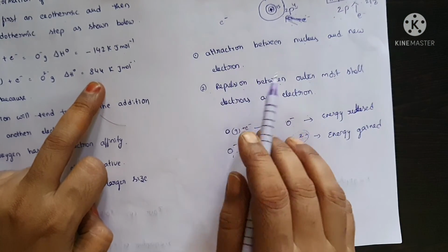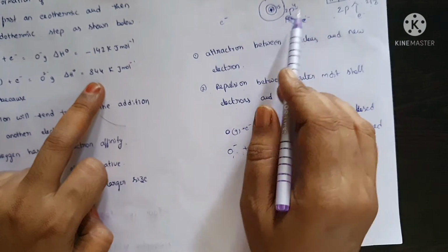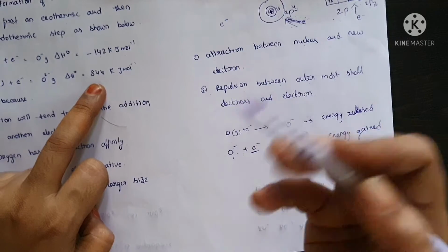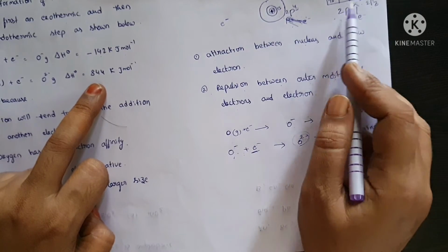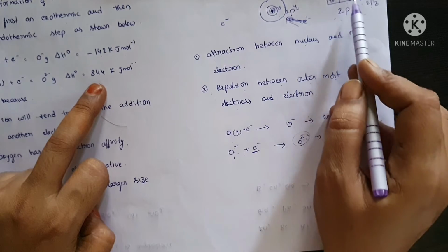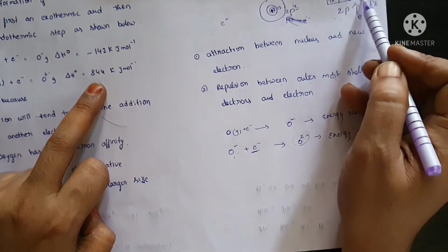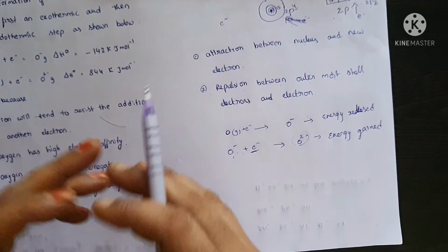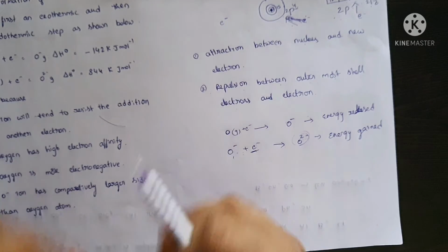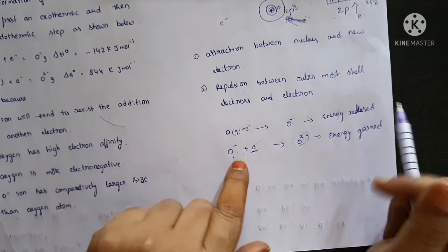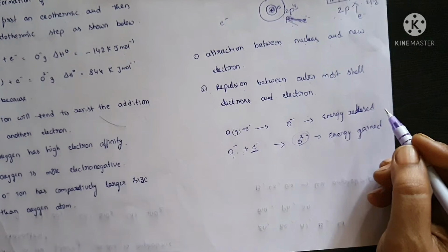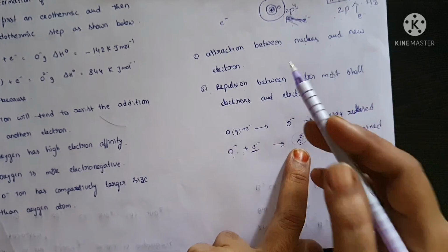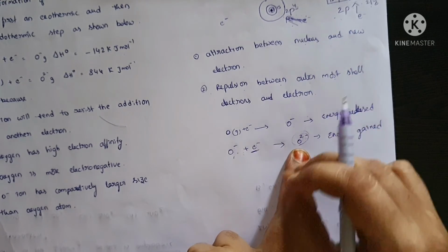So there are two forces applying here. For the first electron, there is no repulsion with the 2py, because it is not completely filled. There is space for another electron. Whenever the newly coming electron enters the outermost shell, the repulsion forces are more than the attraction forces. That's why to form O2 minus, to take an electron into the outermost shell, energy is required.